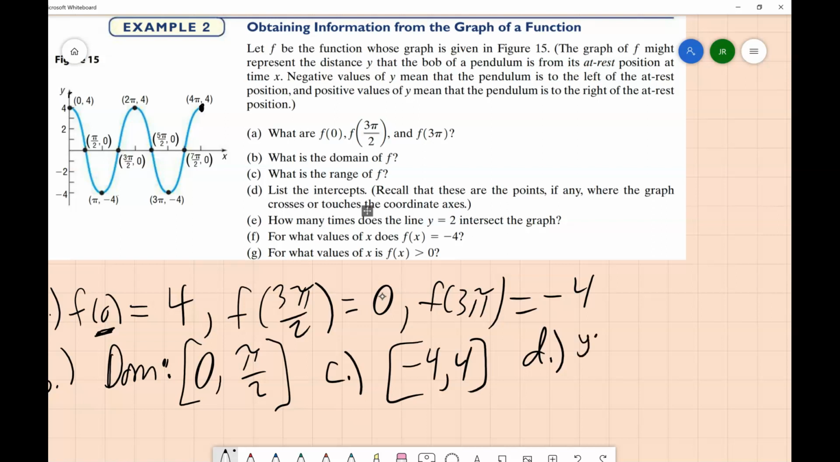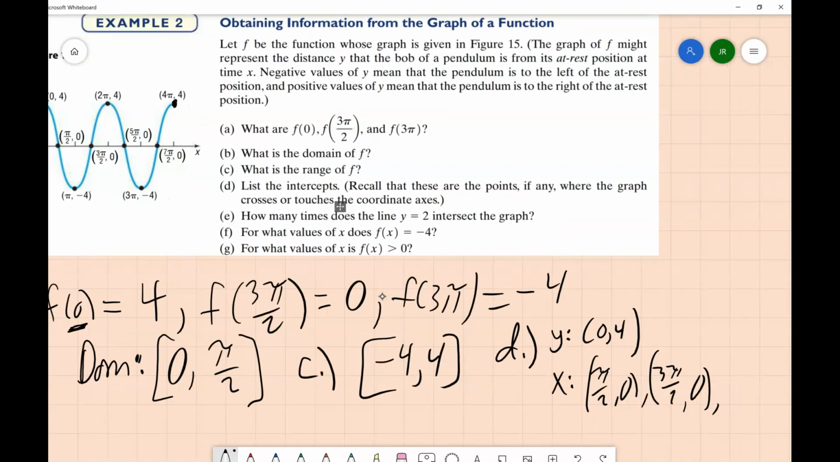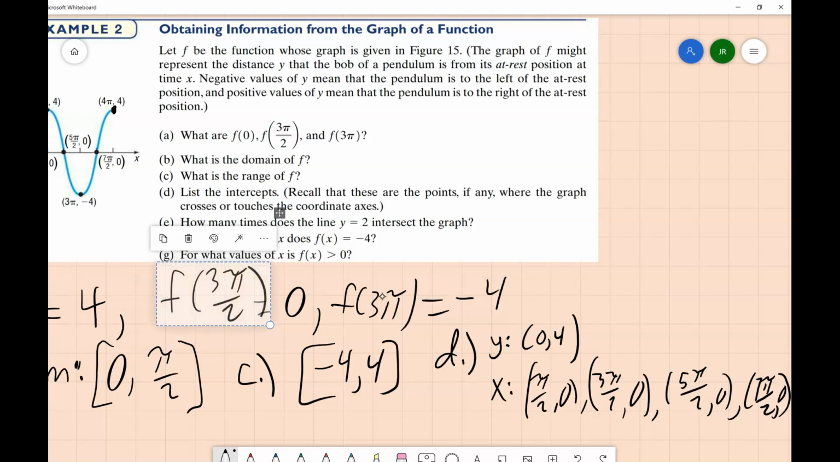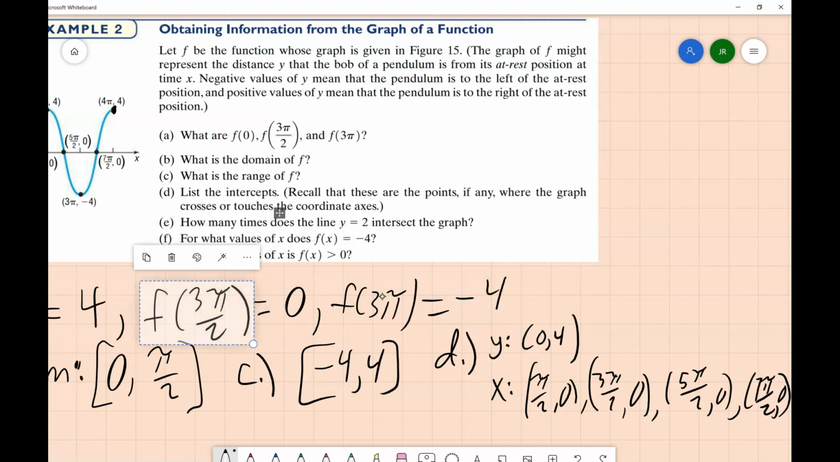So the Y-intercept would be 0, 4. The X-intercepts, I'd have multiple ones. I'd have pi over 2, 0. 3 pi over 2, 0. 5 pi over 2, 0. And 7 pi over 2, 0. Those are all my intercepts.